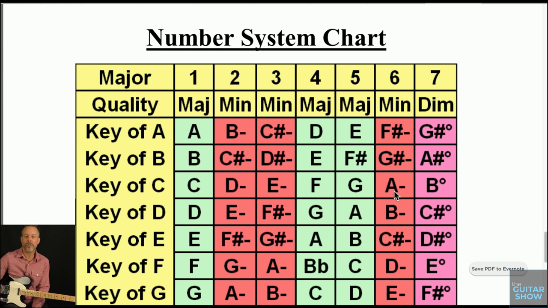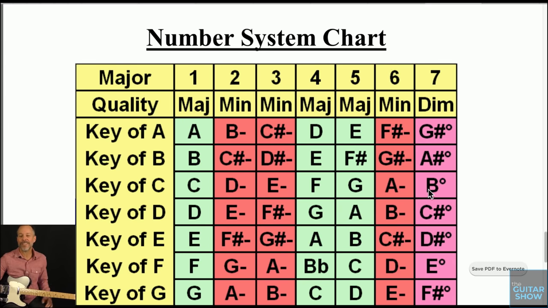So let's go to the six here. If we play the six, skip over the seven and play the one, skip over the two and play the three. So we play the six, we play the one, we play the three. Guess what we have? We have an A, a C, and an E. Guess what chord that spells? Here's the hint. It rhymes with A minor, and I'm circling it right now. A minor, okay? You got it, it's A minor.